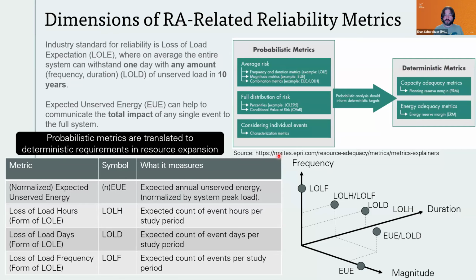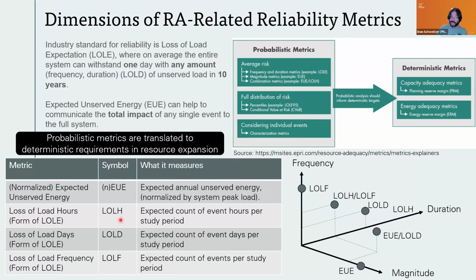Specifically to RA, we are looking at different kinds of reliability metrics that it's worthwhile to take a beat to discuss. So the industry standard is a loss of load expectation, and there are different variations on that theme. So the one that we frequently hear is that the system should be able to withstand up to 1 day with any amount of unserved load in 10 years. Right? And so that would be a loss of load day.